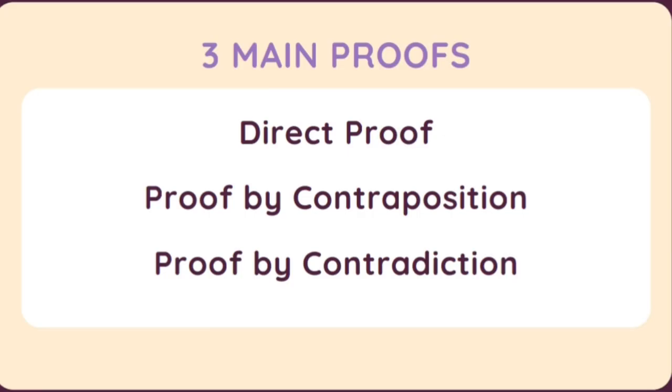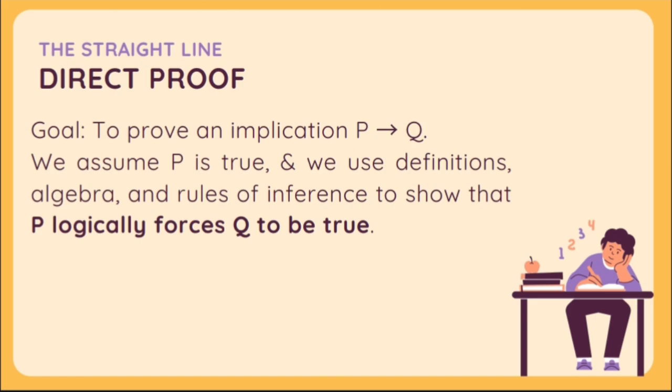Okay, so the first of the three main proofs is the direct proof. And the goal here is to prove that P implies Q. So we assume P is true, and we use definitions, algebra, and rules of inference to show that P logically forces Q to be true.